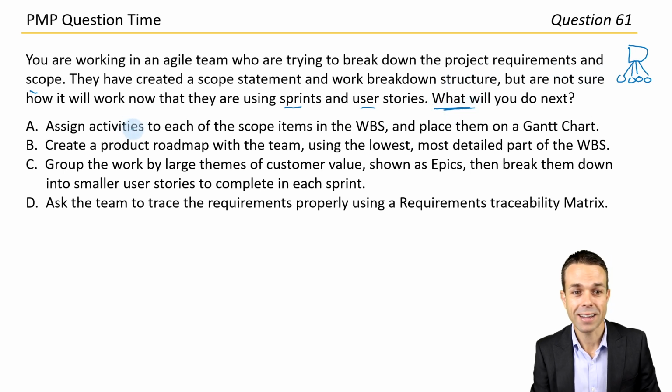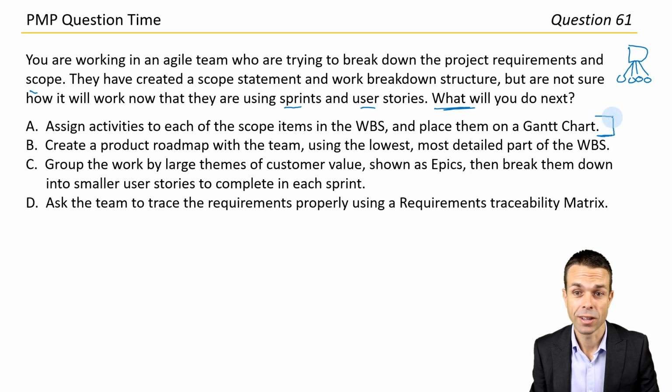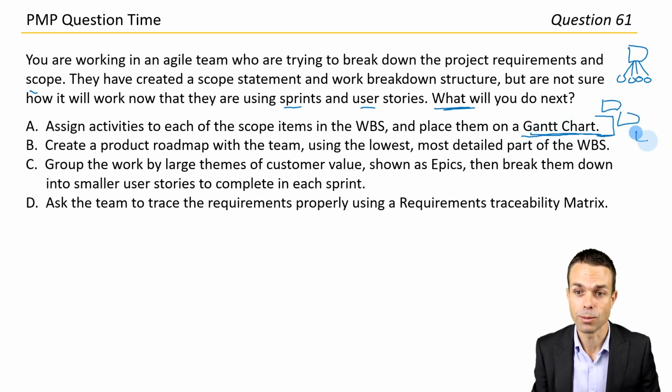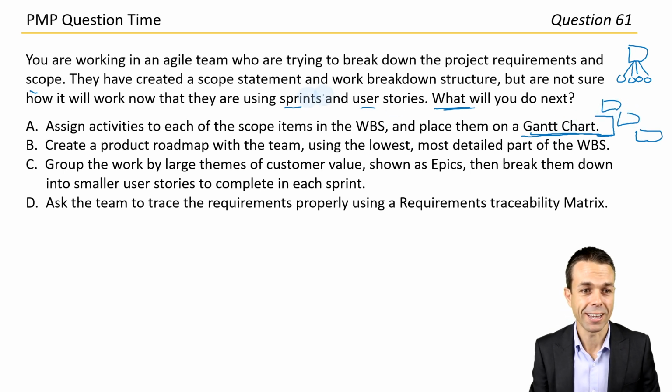Okay, assign activities to each of the scope items in the work breakdown structure and place them on a Gantt chart. That's what we do in a traditional project, and it certainly can work in an Agile project as well. It might be our product roadmap, but we just put it in the view of a Gantt chart in a project schedule. So there's our items over time. So maybe, let's see what else we have just in case.